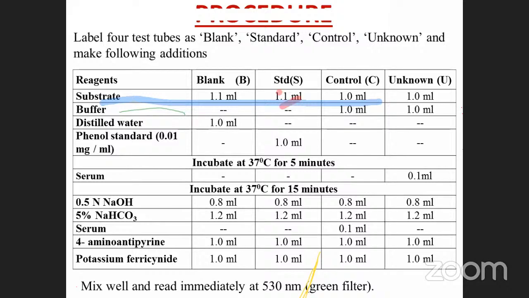Now, these are the reagents that are used. First, take 1.1 ml of the phosphate buffer substrate, sodium phenyl phosphate.